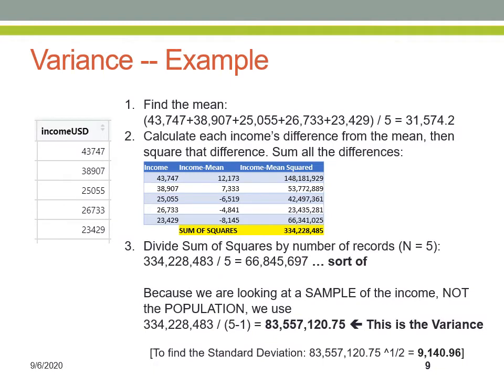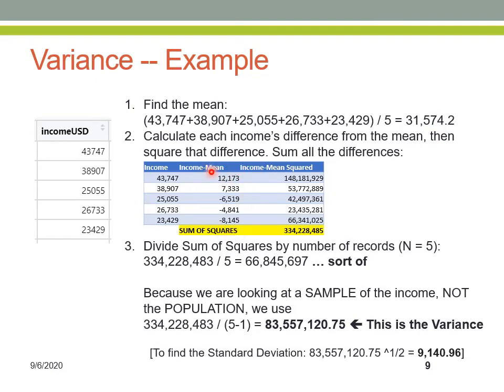Here's an example based on the first 5 values in our income USD attribute from our adult data set. To find the variance, first we have to find the mean, that is the average. So we sum up all these values and we divide them by, we have 5 records here. That gives us this number. That is our mean. Then we calculate each one of these incomes' difference from this mean.